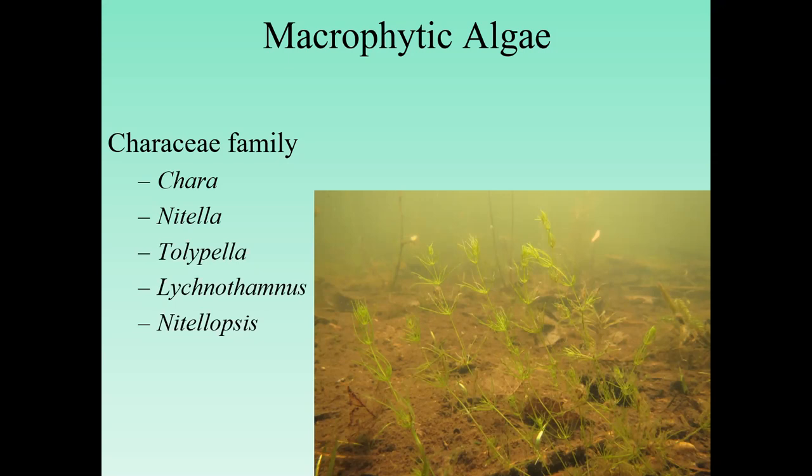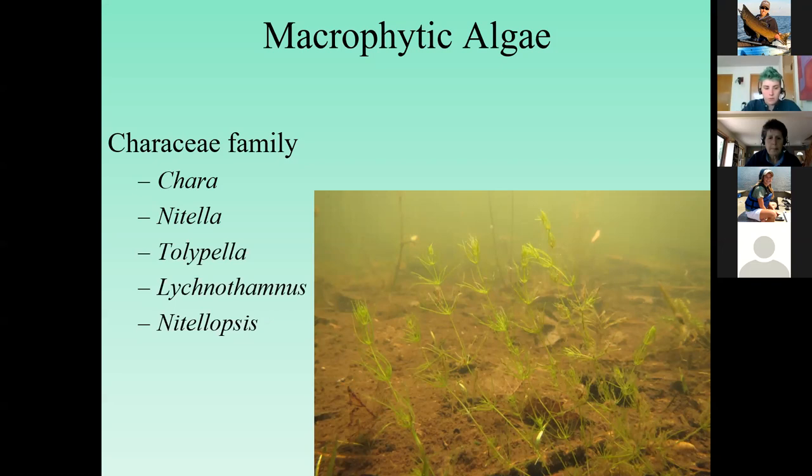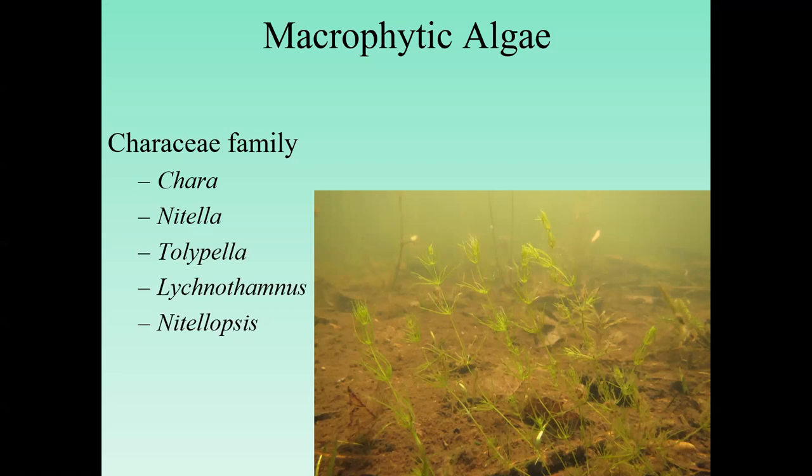So these algae here are often confused with vascular plants in that they do have what looks like a stem and leaves, but they truly are just very complex groups of algae. So this family we call the Characeae family. It includes five genera, or five groups of species: Chara, Nitella, Tolypella, Lychnothamnus, and Nitellopsis. So there's many different genera there, and also many species in our region.